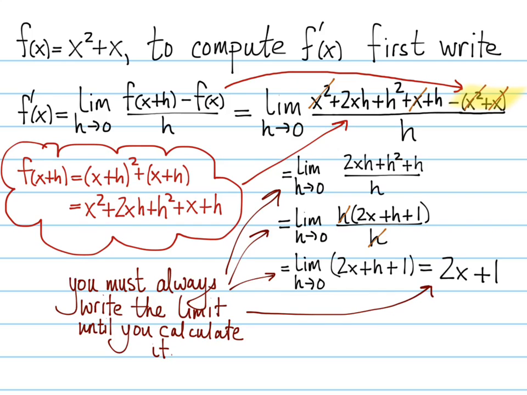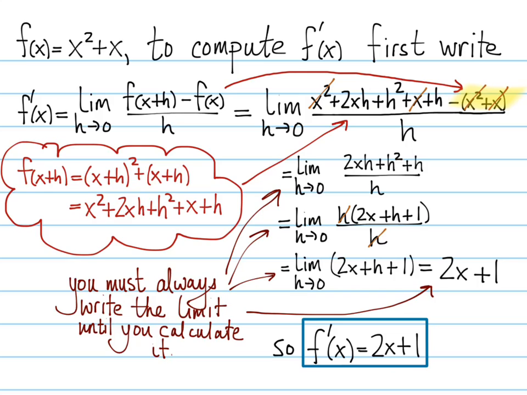Now, you've noticed on each and every line I've written the limit, until I was able to let h actually go to 0, and when I did that, I stopped writing the limit sign. And so you must always write the limit until you actually get a chance to calculate it. And ultimately what we see is that f prime of x equals what's left, which is 2x plus 1.